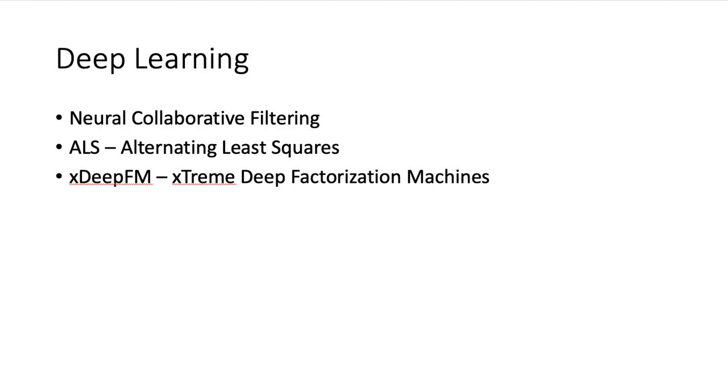Besides the traditional recommender system, we can also have some new deep learning approaches. In recent years a lot of new theory has come with that. For example, for collaborative filtering, there is neural collaborative filtering, and also ALS, which is alternating least squares, or xDeepFM, which is extreme deep factorization machine. Those are some deep learning approaches.